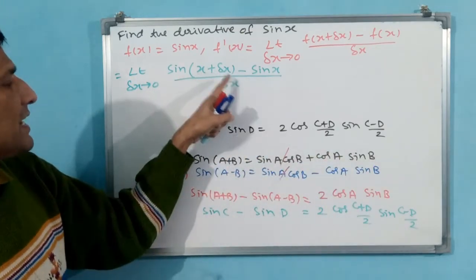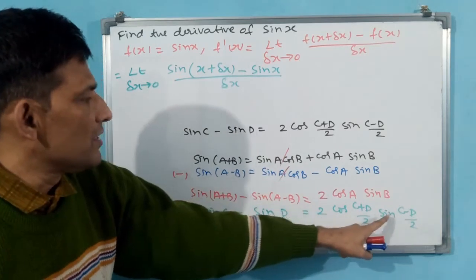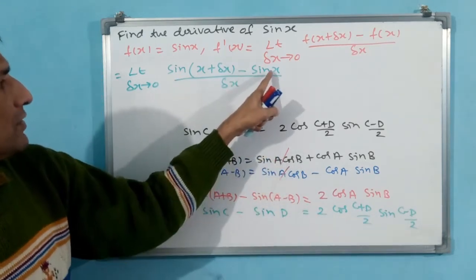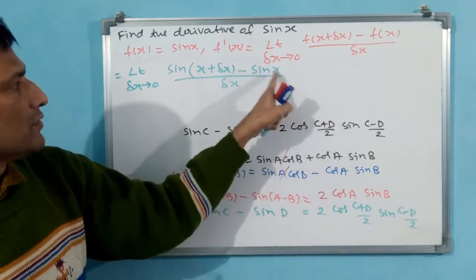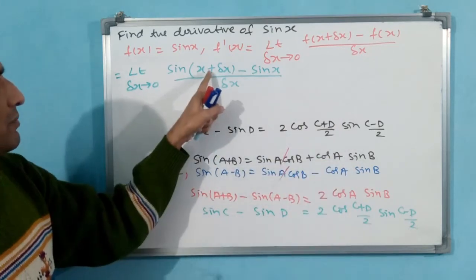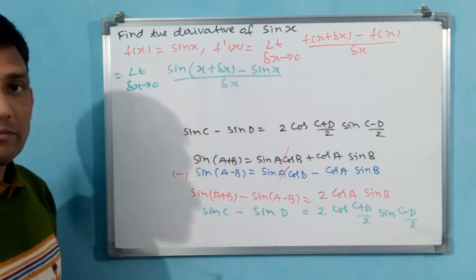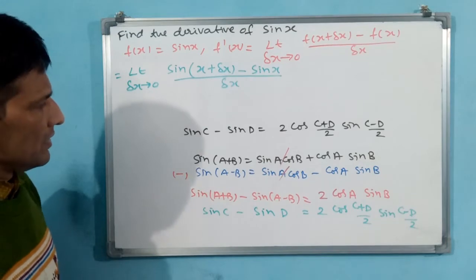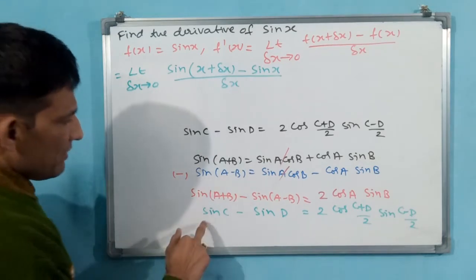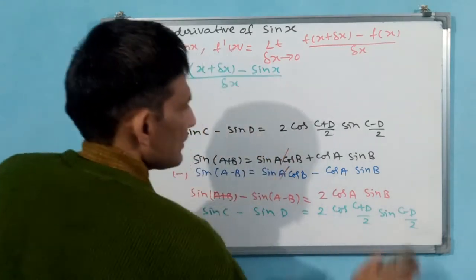C is x plus delta x, d is x, so c minus d by 2 is x plus delta x minus x divided by 2. Like that you have to write. Now what I do, I will keep only this and remove all this on top.